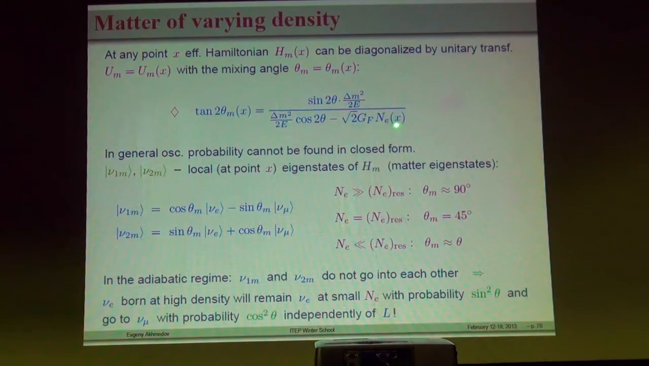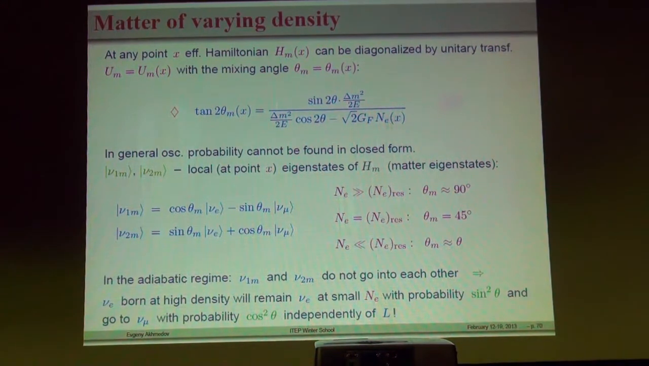Now, if we change the density from a very small value through the resonance value and to a very high value, what happens with the mixing angle? At a very small value of density, we just cancel delta m squared over 2E. Again, the tangent of twice the mixing angle in matter is equal just to the tangent of twice the mixing angle in vacuum, which means that the mixing angle in matter for very low densities is equal to the mixing angle in vacuum, as it should be. Now, if we start increasing the density, this quantity also starts increasing, and at the resonance becomes infinite, and then if we go above the resonance, it becomes large and negative, and if we further increase the density, it becomes small and negative.